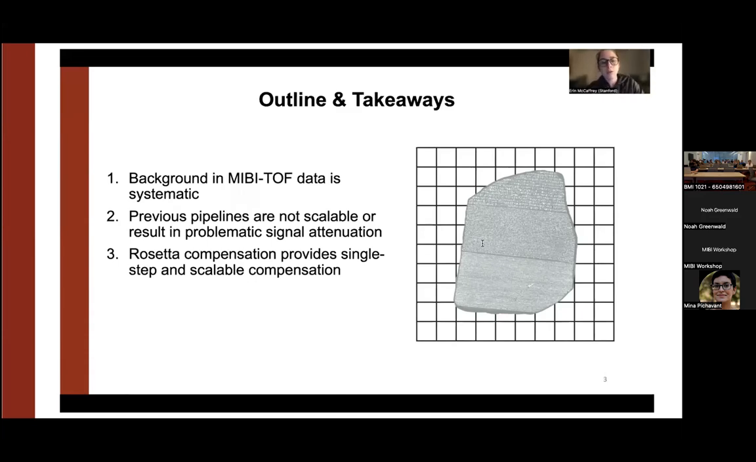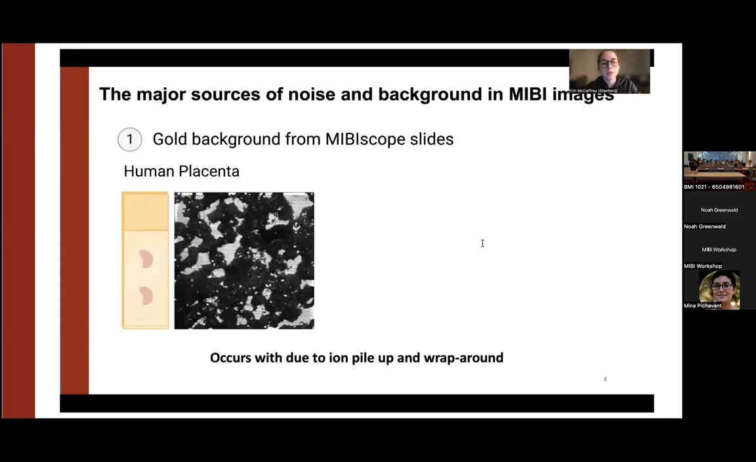And so first, I'm going to walk you through each of the various sources of background or noise you might see in your MIBI-TOF data. The first and most common source of background is that attributable to regions of bare slide. As you're probably familiar at this point, tissues analyzed by MIBI are mounted onto microscope slides that are sputtered in gold. This provides a conductive surface for imaging.